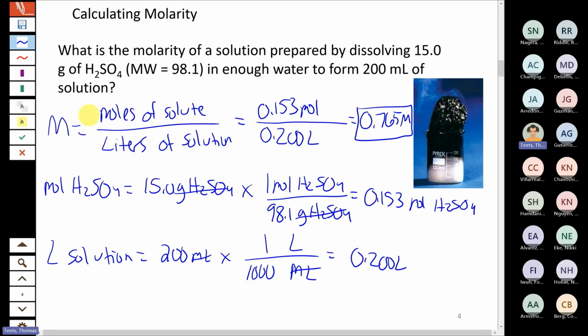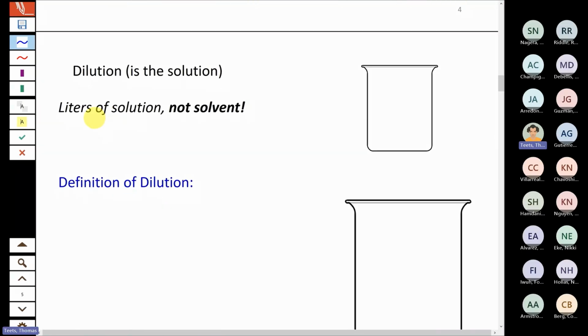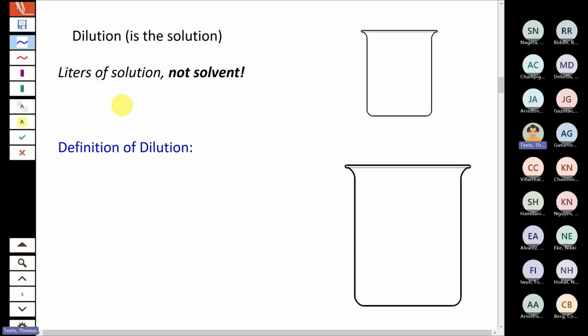All right. And then this next problem here, that's the only example we'll have for now. We'll do conversions with molarity later on when we do stoichiometry. But the other topic that's then related to this is what's called dilution.